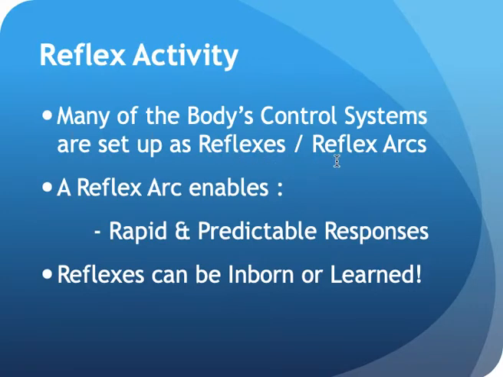So many of our body's control systems are set up as reflexes, or what they call reflex arcs, and what they enable is a rapid and predictable response. This is, again, just about safety. We want to be able to respond to dangerous things really, really quickly. The main thing is that we don't want the brain to take the time to interpret things. We want to respond immediately so that we can prevent as much damage as possible.